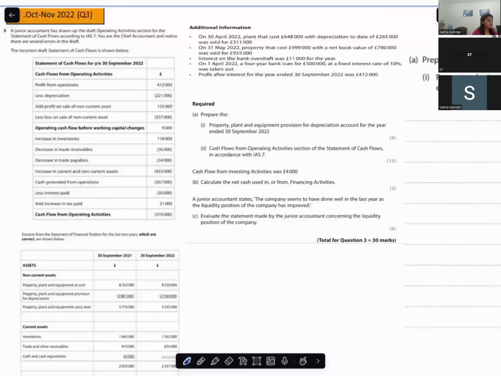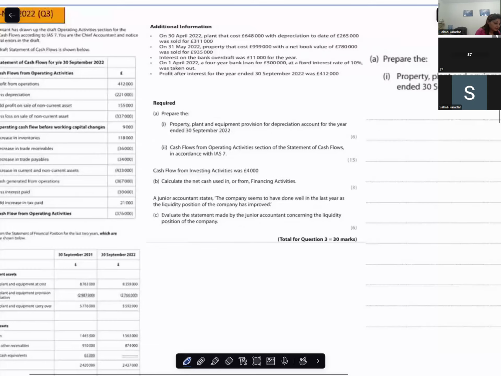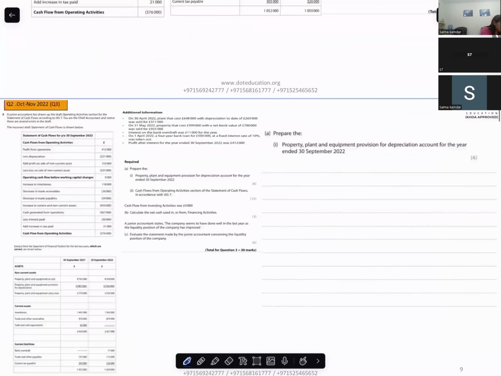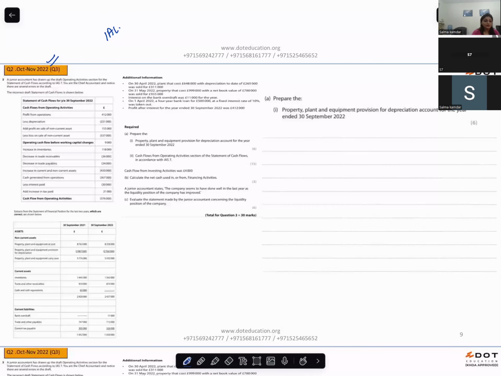Okay, provision for depreciation account. Now we are doing this sum of cash flow, which is of October November 22 IEL accounting. Now, in the cash flow, you have two things. First thing is you have to find the depreciation of current year.